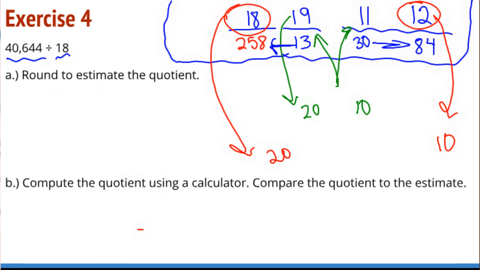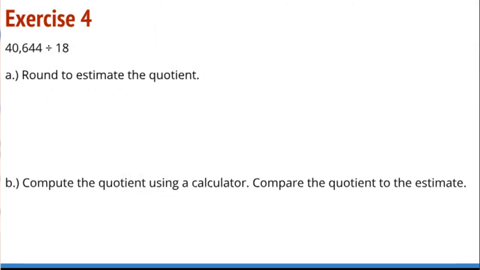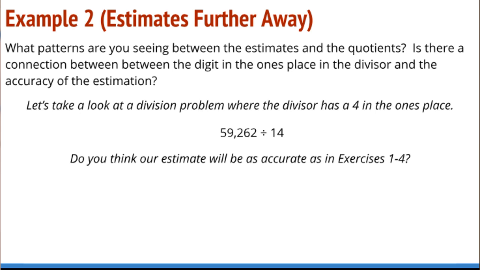So we're going to pose a question here on this next slide. What patterns are you seeing between the estimates and the quotients? Is there a connection between the digit in the ones place in the divisor and the accuracy of the estimation? So we were looking at 11 and 12, and we looked at 18 and 19. Well, except we went the other way. We looked at the 19 first, and then the 18.